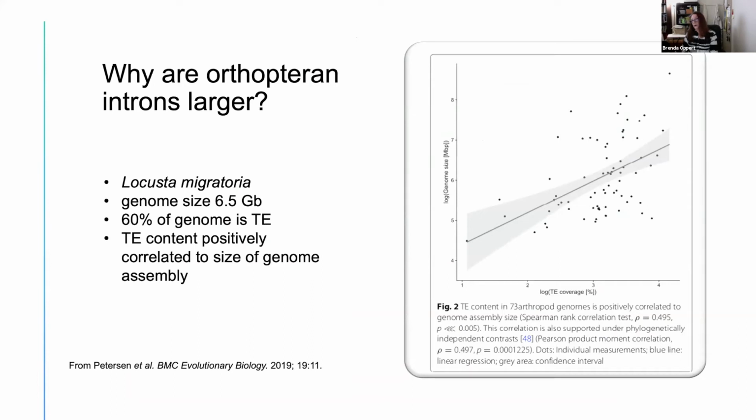This paper describes that in orthopterans, the introns are larger, and they found that there is a positive correlation between the amount of transposable elements in the genome and the genome assembly size. But we know that we have a lot of TE content in these beetles, and so we think there could be other explanations, but we're going to be looking at this a little bit closer before we release this genome, these genomes.